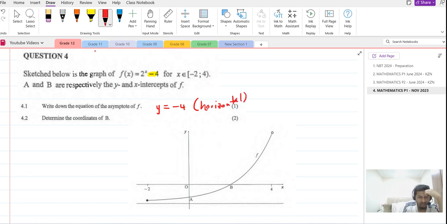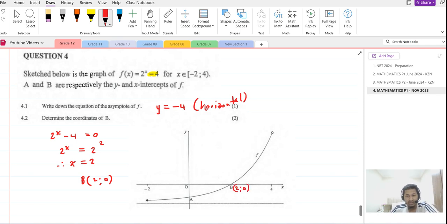Determine the coordinates of B. To find the coordinates of B, it's an x-intercept, so you need to make y 0. So 2 to the power x minus 4 is equal to 0. Take the 4 over and write it as 2 squared. Drop the bases, therefore x is equal to 2. So B is (2, 0). Moving on to the next question.